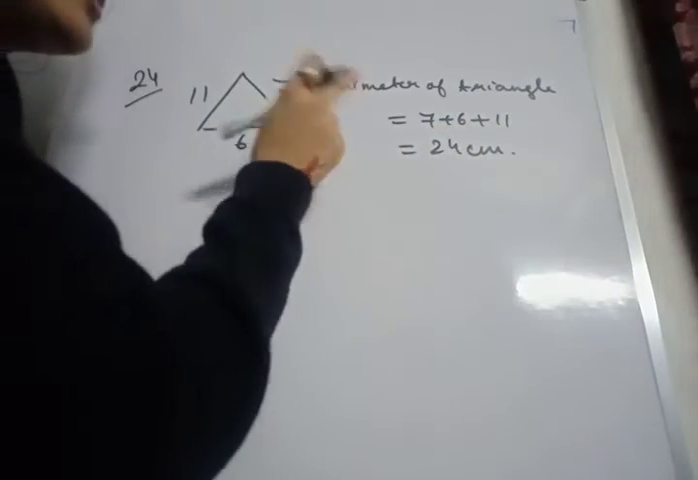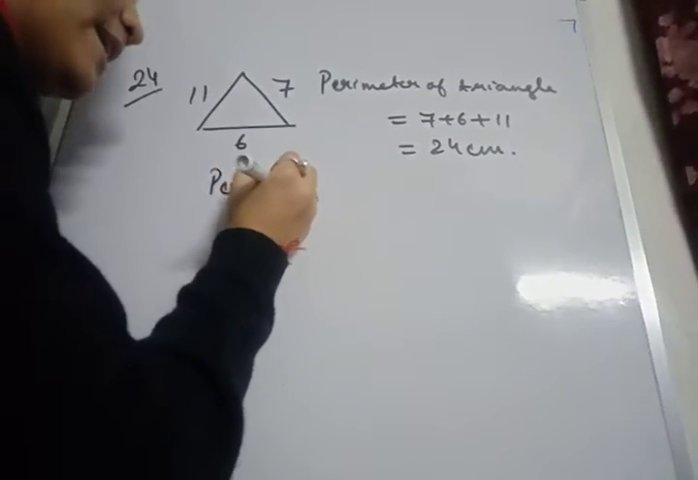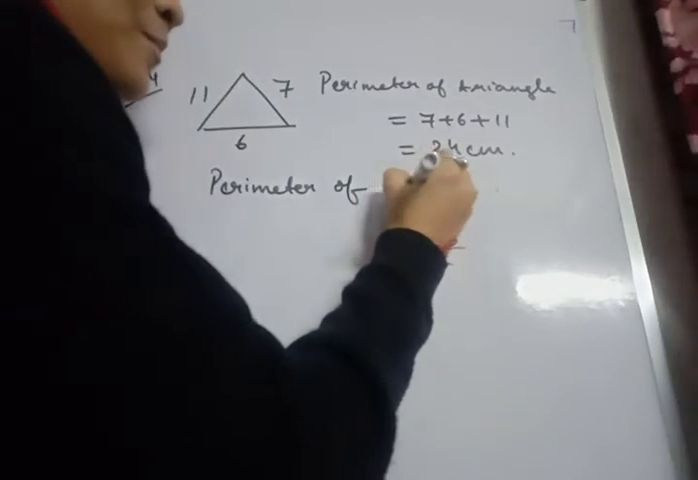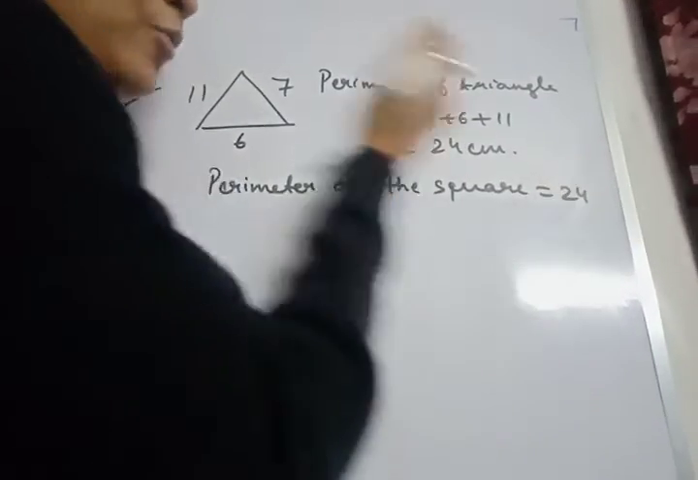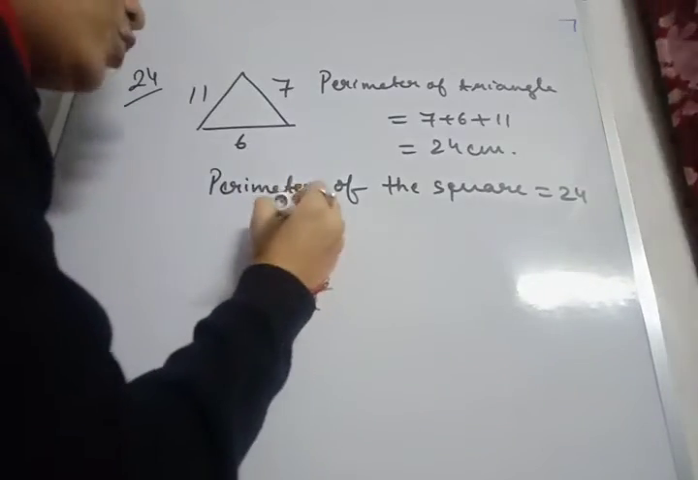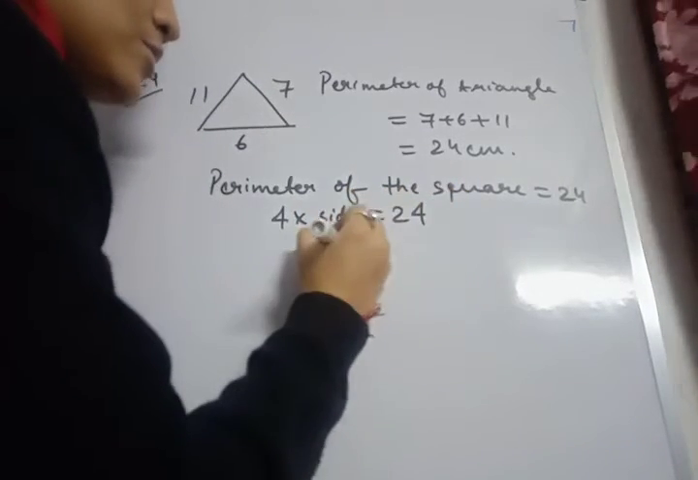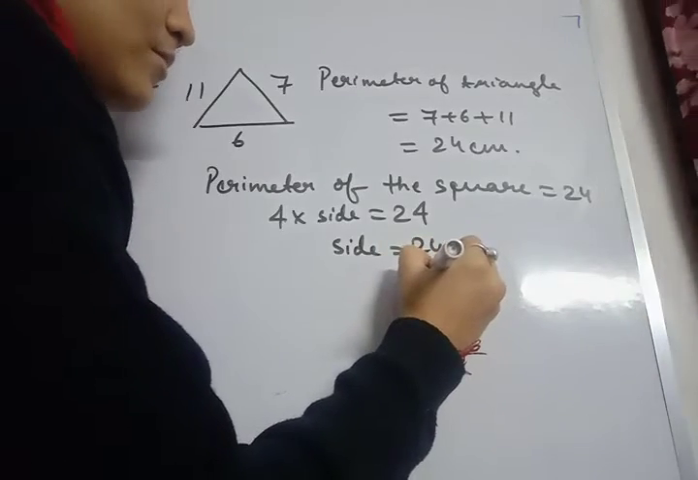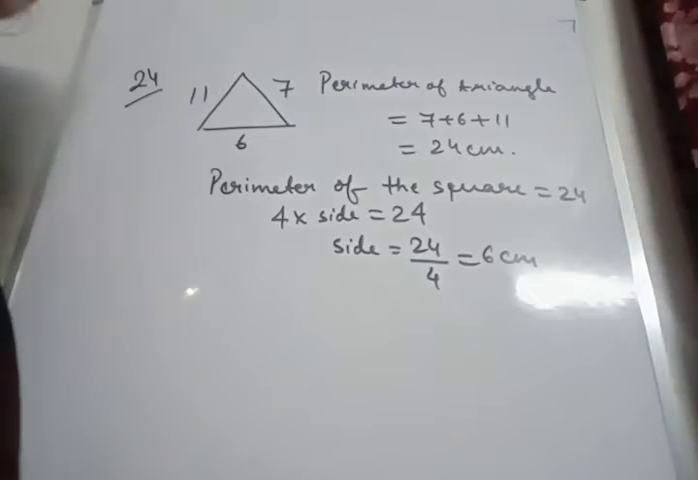Now perimeter of the triangle is equal to perimeter of the square. It is mentioned in the question. So whatever value we are getting for perimeter of the triangle, that is only equal to the perimeter of the square. That means perimeter of the square equals to 24. Formula, 4 into side equals to 24. So side equals to how much? 24 by 4, that is your 6 centimeters. That means square has a side 6 centimeter.